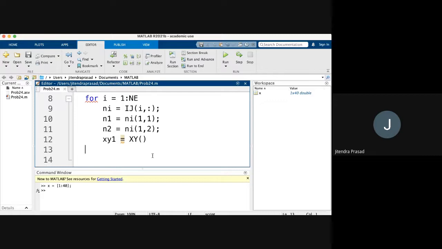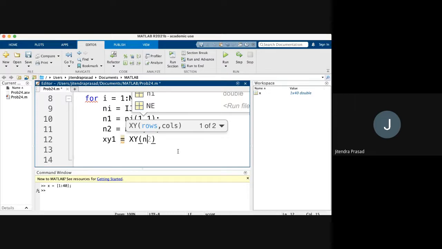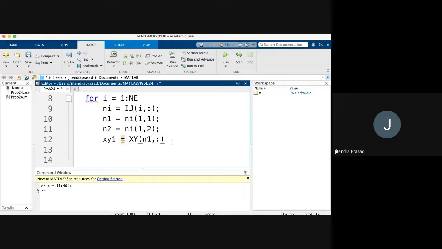Right now, xy of node number 1 will be equal to xy, and then node 1, and then we want both x and y coordinates, so we will take both of them. Similarly, xy2 will be equal to the same thing, xy, but n2, the second node, and get all of them. So this is the first coordinate, this is the second coordinate, right?